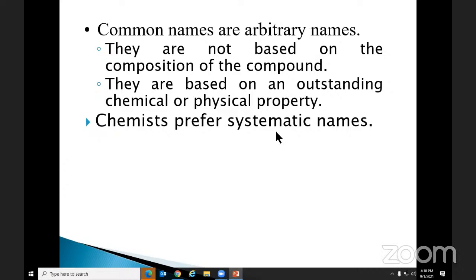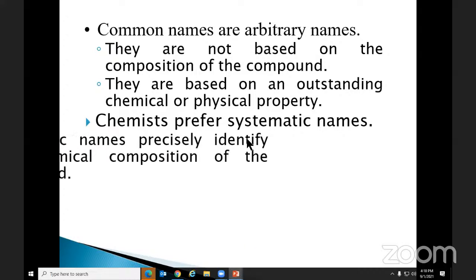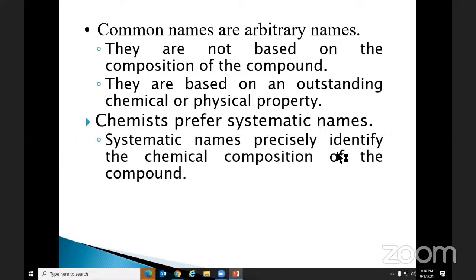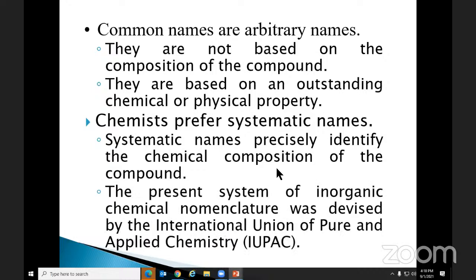Now in chemistry, because of the drawback we mentioned in terms of not knowing the composition of the compound based on the arbitrary names, we prefer to use systematic names. The systematic names are useful because by knowing the rules for naming compounds based on the system, which we're going to get into, we can tell what the chemical composition of the compound is. And the system that we use was devised by an organization known as the International Union of Pure and Applied Chemistry.